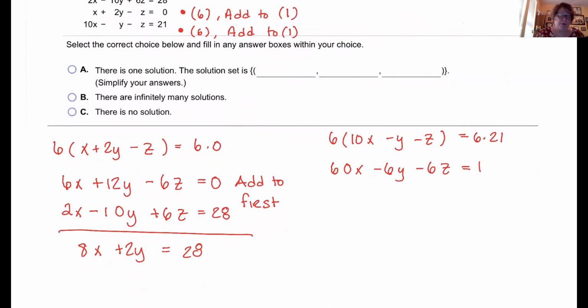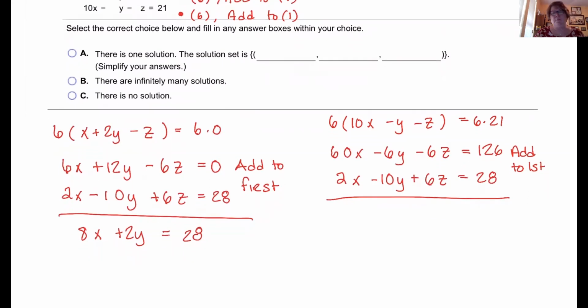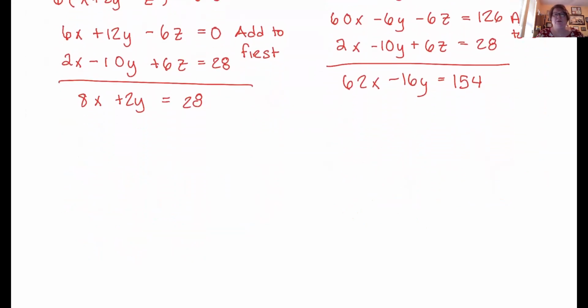21 times 6 is 126. Now I'm going to add that to the first, which was 2x minus 10y plus 6z equals 28. So 60 plus 2 is 62x. Minus 6 minus 10 would be minus 16y. Negative 6z plus 6z is 0. 126 plus 28 is 154. So now I have my two equations in two variables.